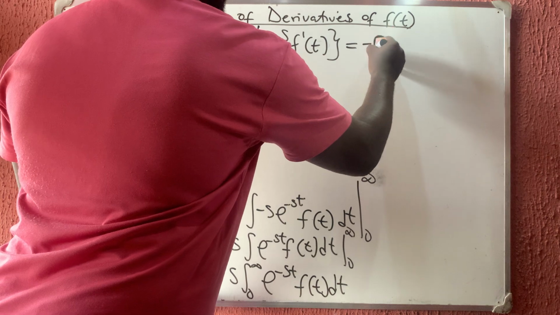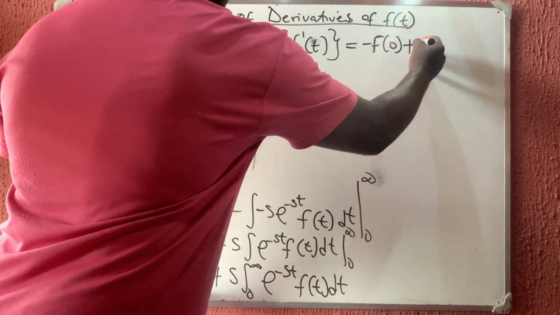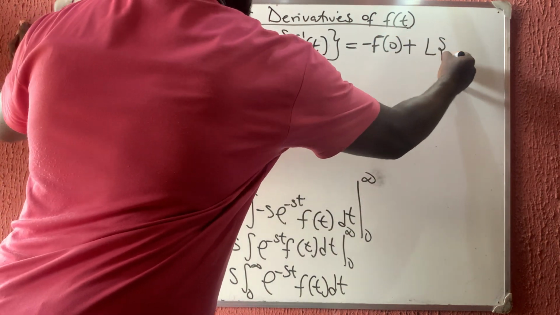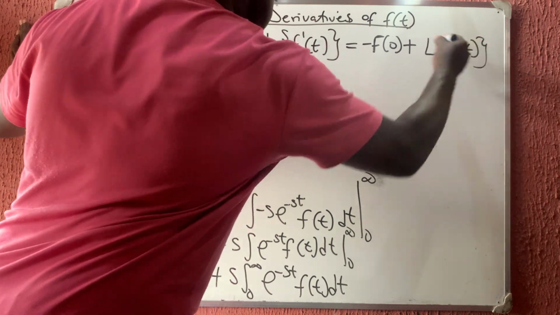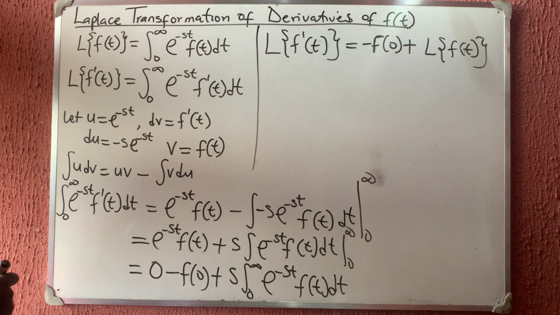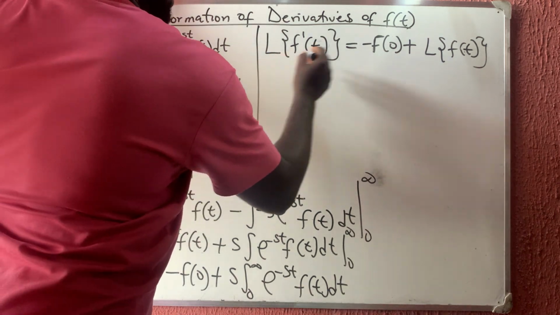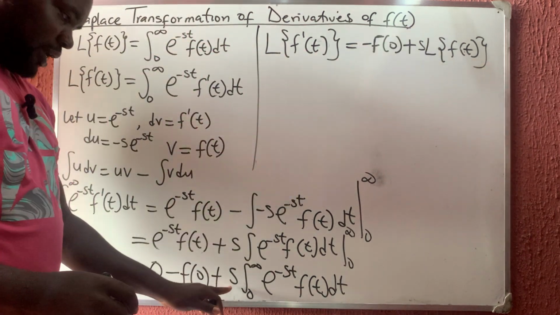I have minus f of 0, then plus, this is now the Laplace transformation of f of t, sorry. So that is that. Okay. Now, if I arrange this very well, we will now see that there is s at the back. Don't forget there is s at the back.